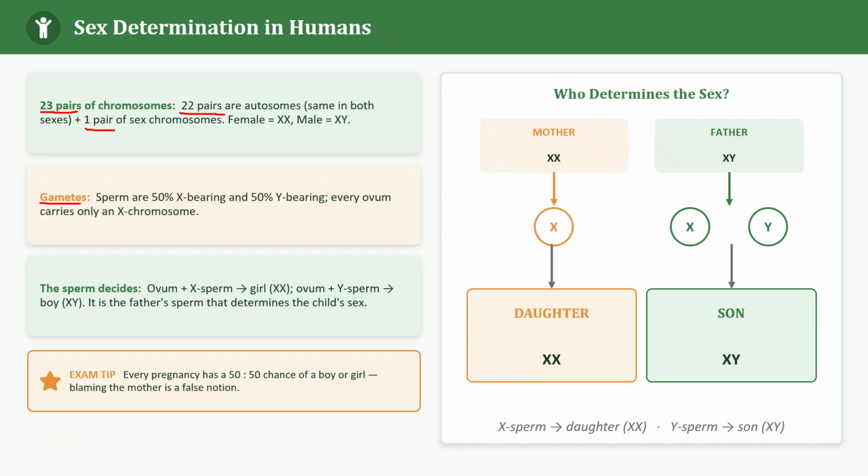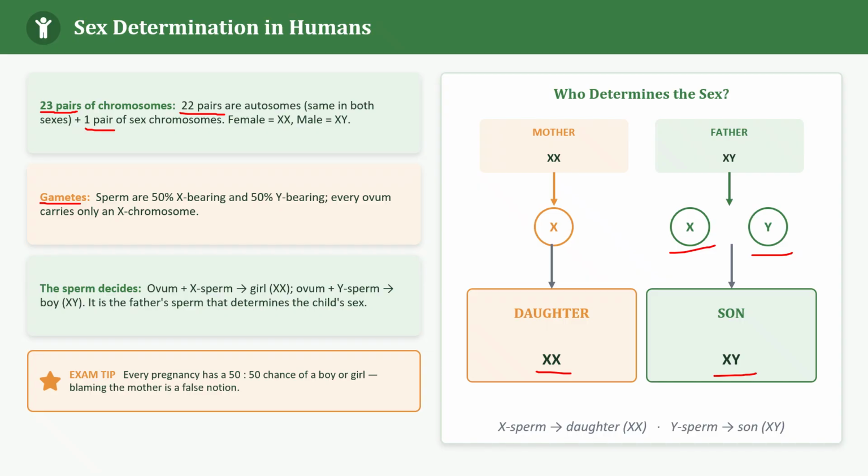So fertilization takes place, and there are two possibilities. In case 1, the egg is X and the sperm is X, so XX, and a girl will be born. In case 2, the egg is X and the sperm is Y, so XY, and a son will be born.